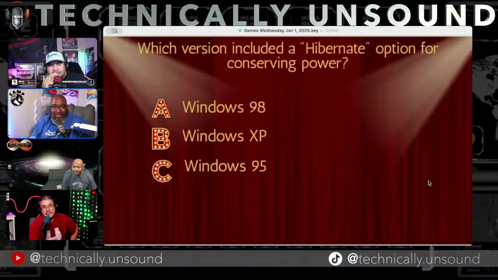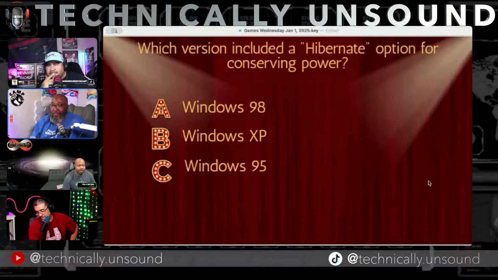Which version included Hibernate? I'm not sure if I liked Hibernate. It started. Well, they all have it now. I hated hibernation. It's still there. Right. They just call it sleep now. Yeah, it's the same thing.